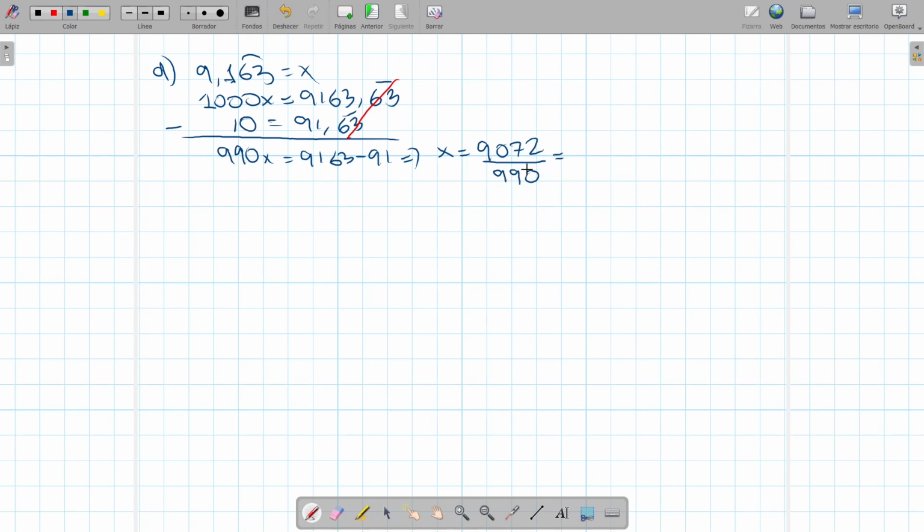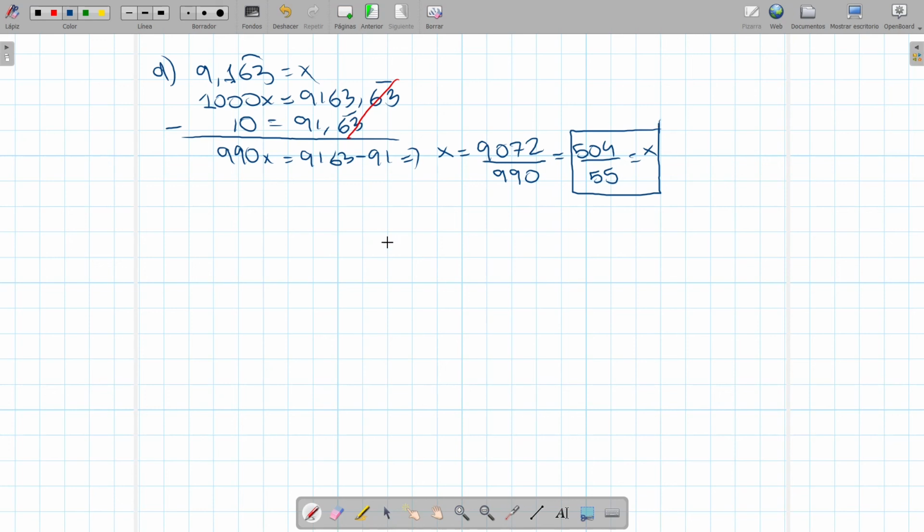As you see, both of them are even numbers, so we can divide them and simplify it. And so if we simplify that, we will get, in the end, 504 divided by 55. And that's the fraction that we need. Okay, you can check in the calculator, and I recommend you do.